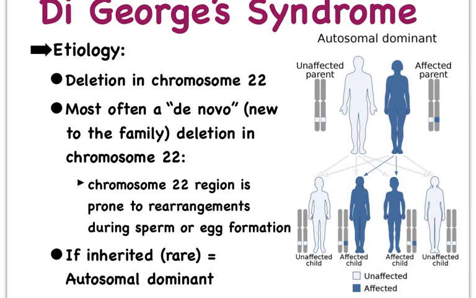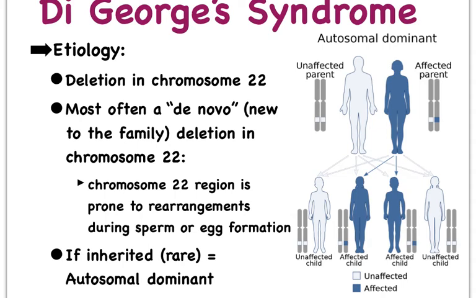So while DiGeorge's syndrome can be inherited, it most often is just a sudden de novo, as we will call it, a brand new mutation that occurs in a particular chromosome. This tends to happen during the time of meiosis, when either a sperm cell is produced in dad or an egg cell is produced in mom. So the inherited form, which is going to be an autosomal dominant genetic condition, is quite rare.